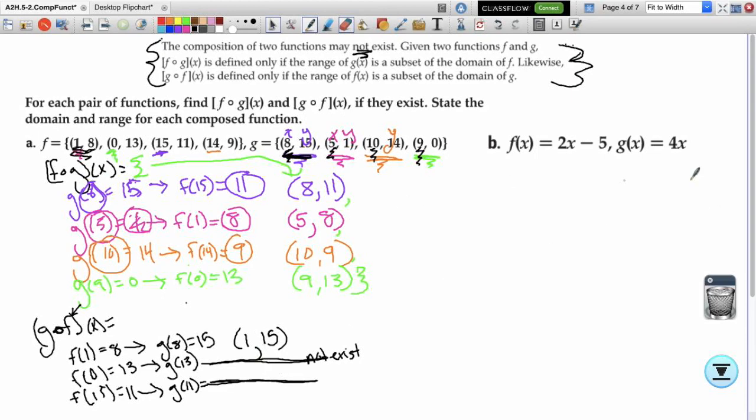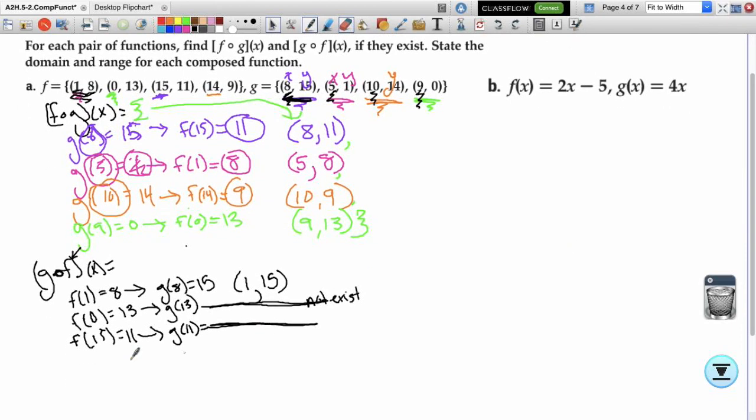Let's take a look at our last one. It is going to be f of 14, and that's going to give us 9. Again, I'm looking at just my last coordinate pair here. Does g of 9 exist? It does, and its outcome is 0, so this is good, okay? I'm going to end up with 14, 0 as my other coordinate pair.